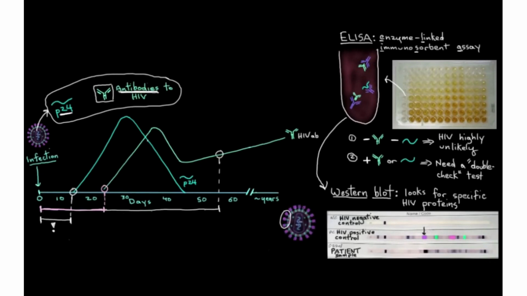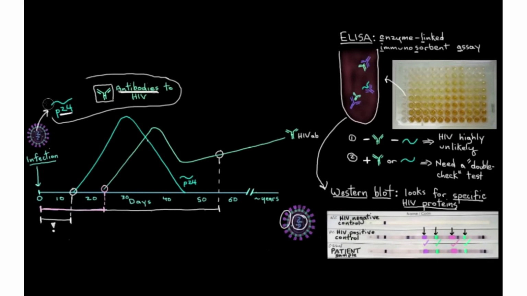So maybe some GP120 or some GP41 and so on. And we also look for specific proteins that HIV makes. So for example, some of its enzymes like its reverse transcriptase or its integrase. So the Western blot test is just a double check that can detect for actual viral proteins to make sure it's HIV and not something else that's giving you a positive ELISA test result.